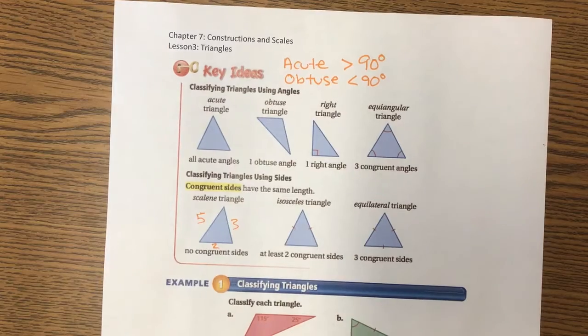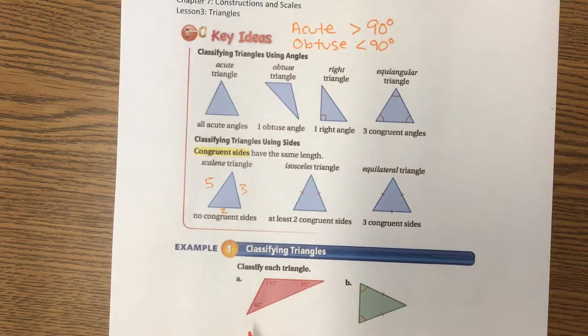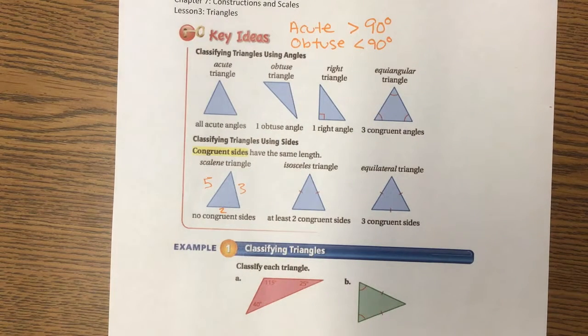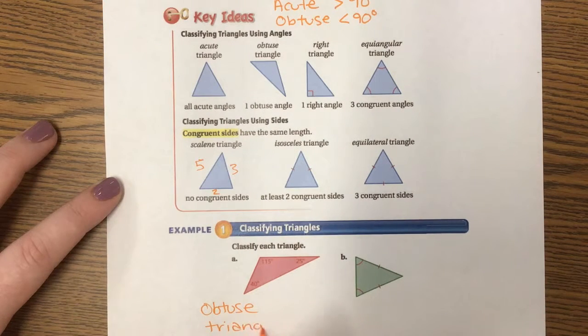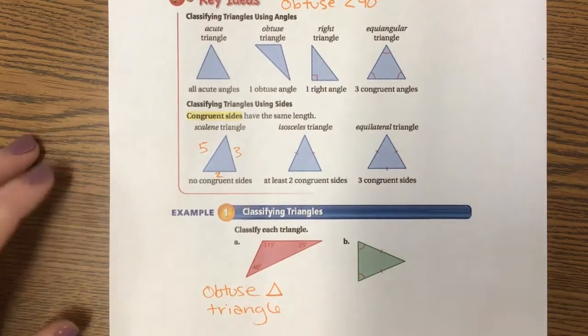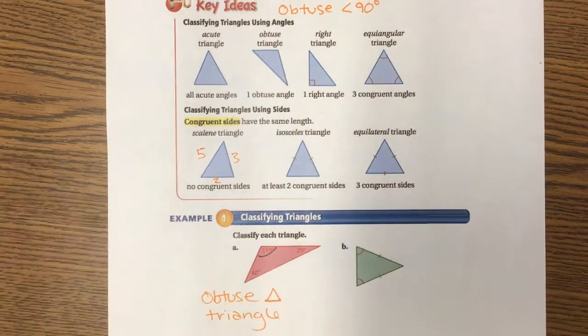So in example 1, we want to classify each of these triangles. So the first one, we're classifying it by angle measure. We have a 40-degree angle, a 25-degree angle, and then a 115-degree angle. So this right here is an obtuse triangle. You can either spell out triangle, or if you want, you can use this little triangle sign, obtuse triangle. The reason it's obtuse is because we have one angle that is obtuse, that's greater than 90. We have this 115 angle that is obtuse. So we have an obtuse triangle.